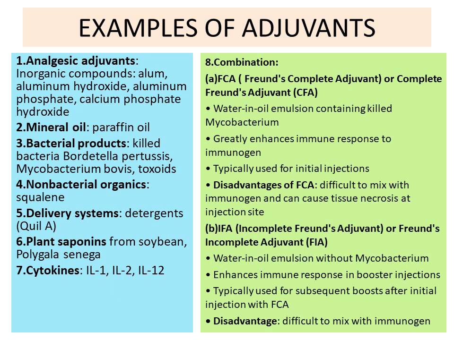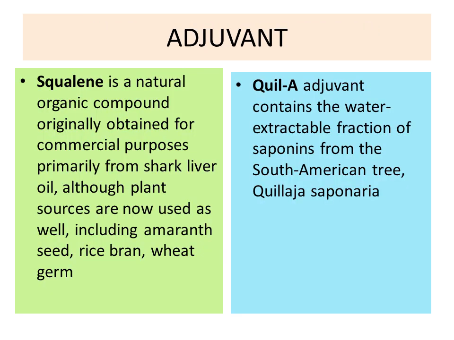Second is IFA, or incomplete Freund's adjuvant, FIA. It is also a water in oil emulsion, but it is without Mycobacterium. It enhances immune response in booster injections, typically used for subsequent boosters after initial injection with FCA, that is Freund's complete adjuvant. Disadvantage, difficult to mix with the immunogen. These are the two examples of adjuvant.